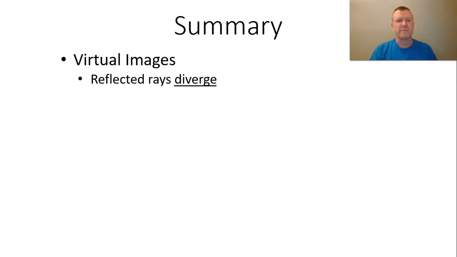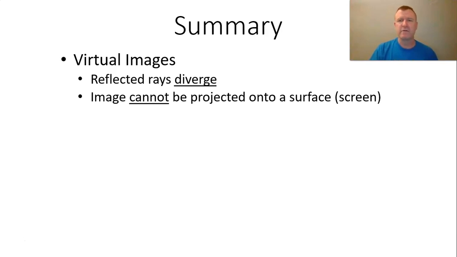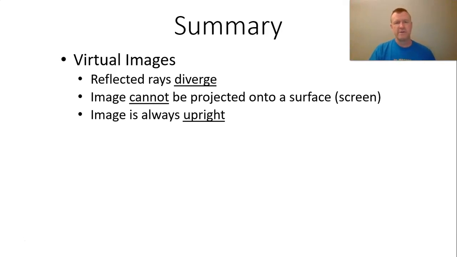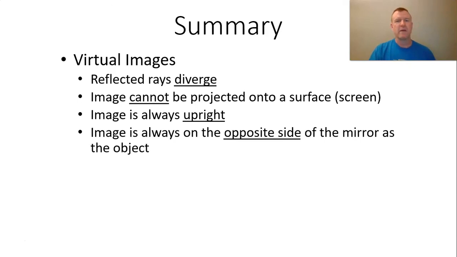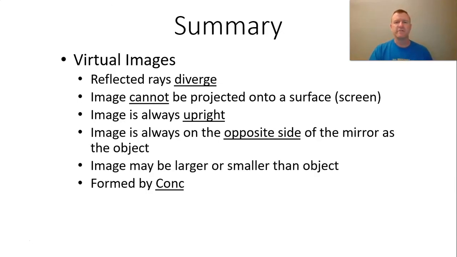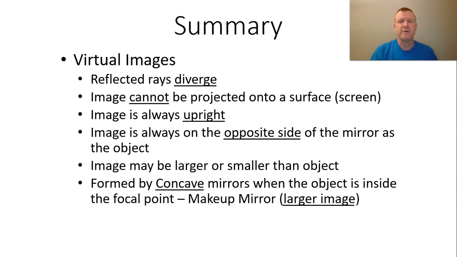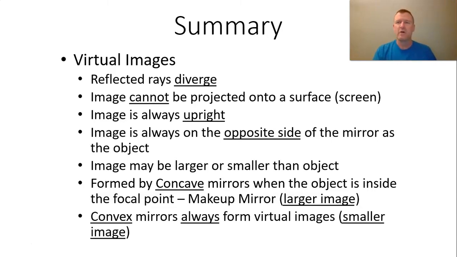Virtual images, these are when the reflected rays diverge. You know it's virtual. If the image cannot be projected onto a screen, it's virtual. If the image is upright, you know it's virtual. The image is always on the opposite side of the mirror as the object, where you wouldn't expect an image to be. The image may be larger or smaller than the object. If it's a concave mirror and the object is inside the focal point, you get a larger image. That's the makeup mirror. And convex mirrors, they always do one thing only. It's always a virtual image on a convex mirror, and you always get a smaller upright image there.